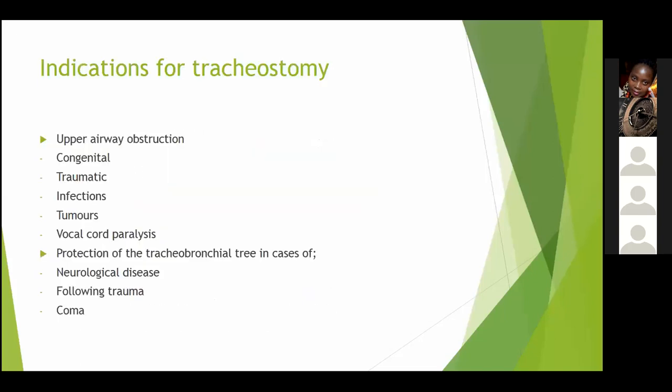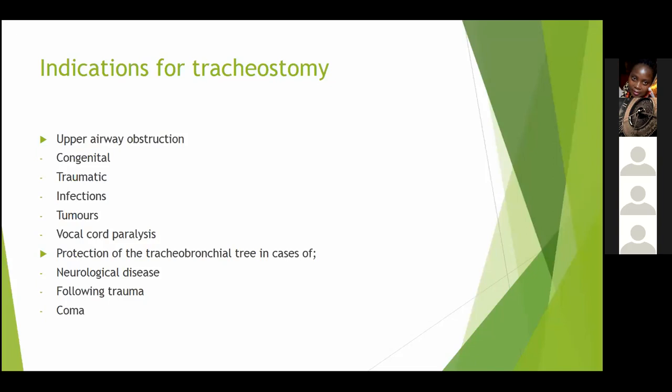So why would anyone need, what would be your indications for doing a tracheostomy? One of those is upper airway obstruction. So for the upper airway obstruction, we need to know where does the upper airway begin and end, and where does the lower airway start from. So whatever causes obstruction to the larynx, to the hypopharynx, to the oropharynx, to the nasopharynx, that is upper airway.